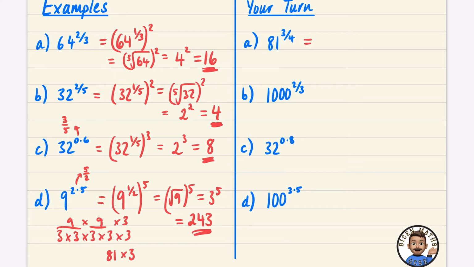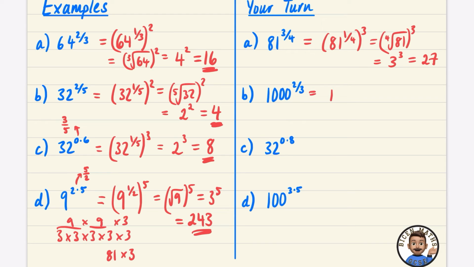Okay, so 81 to the 3/4. We're going to do the 81 to the quarter first of all, and then we'll cube it. So the 4th root of 81 cubed, well the 4th root of 81 is 3. So we're doing 3 cubed, and 3 cubed is 27.